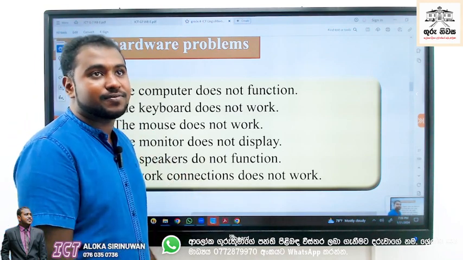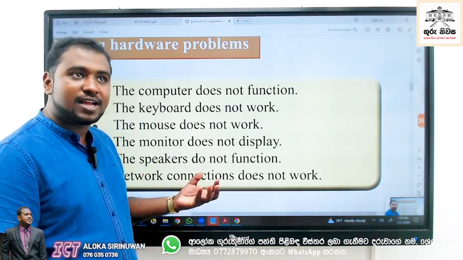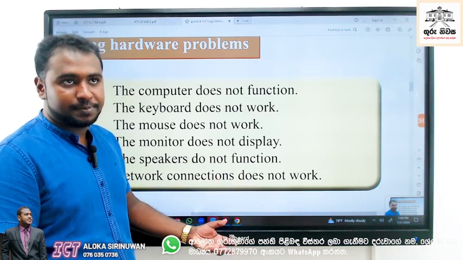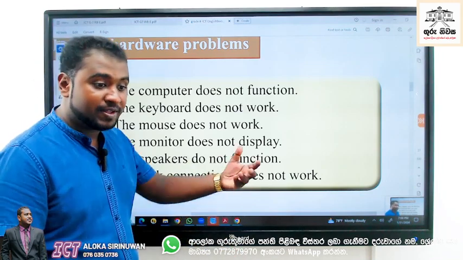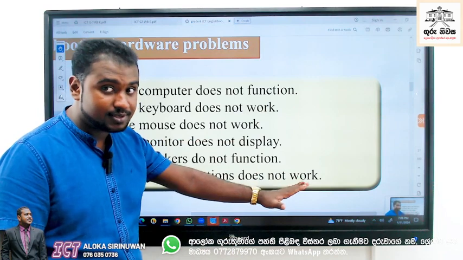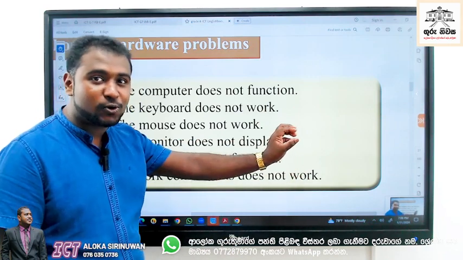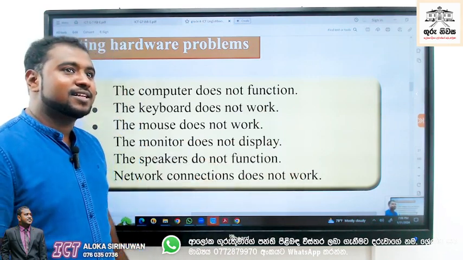Hardware problems of the computer. Some common hardware problems, right? You may have a lot of hardware problems beyond that, but they mention only the most common hardware problems.